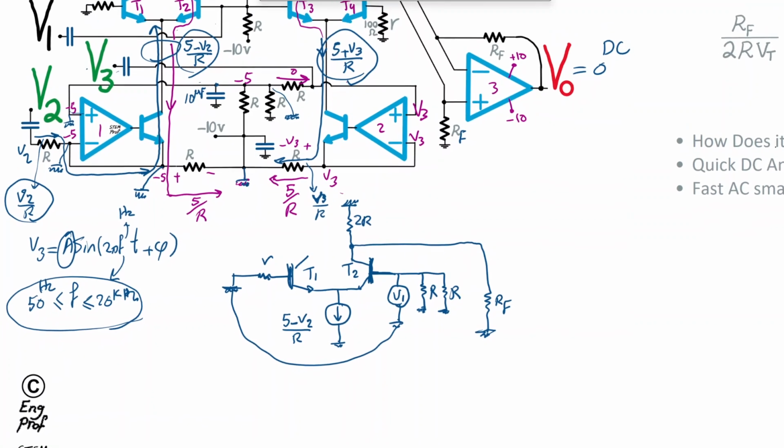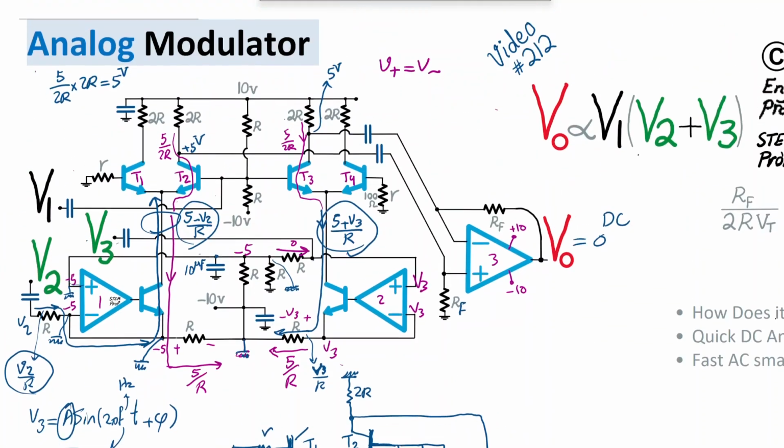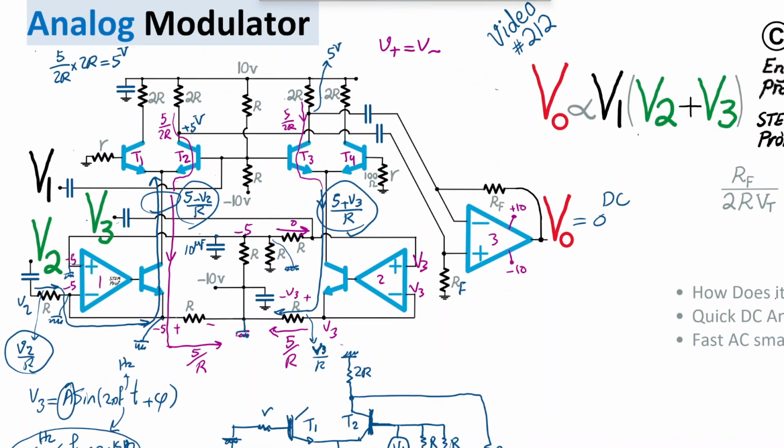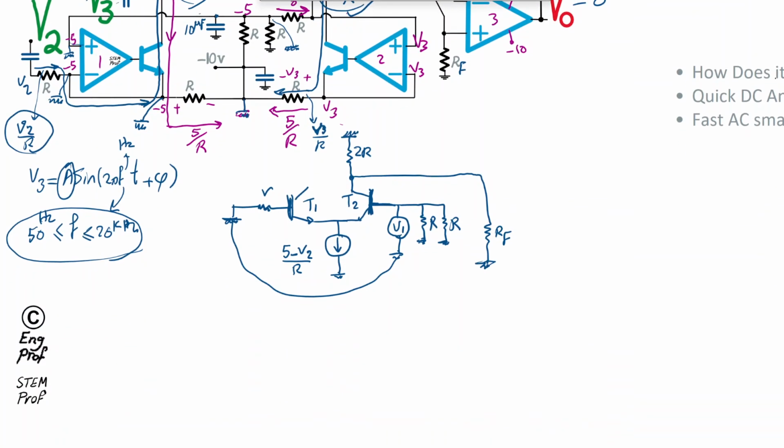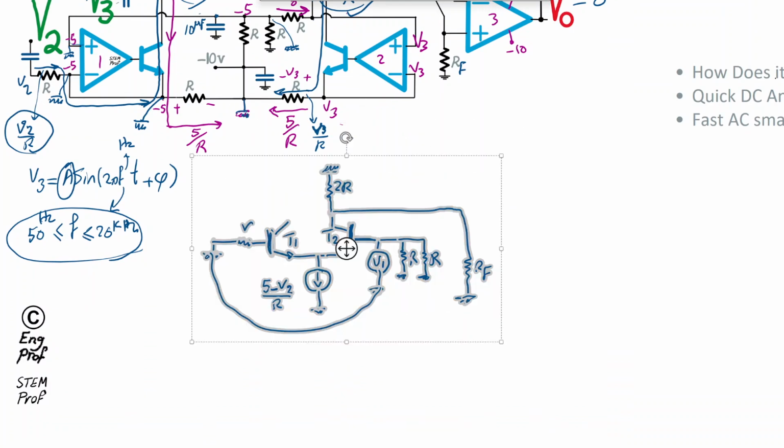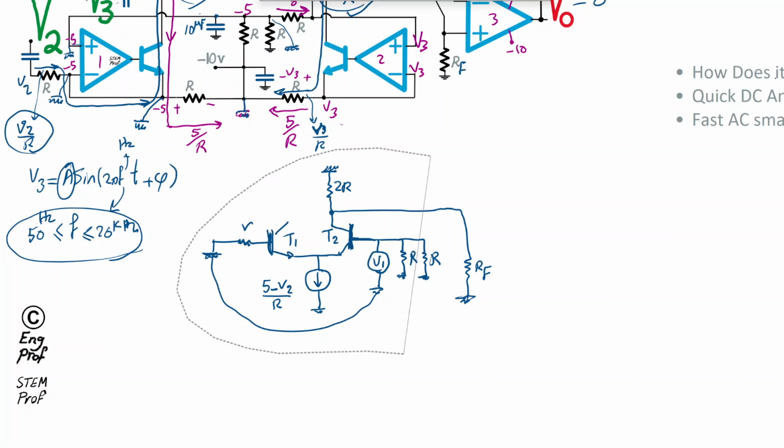We have exactly the same scheme for the second differential NPN BJT transistor pair here. So I'm going to copy paste what I showed you here. There you go.